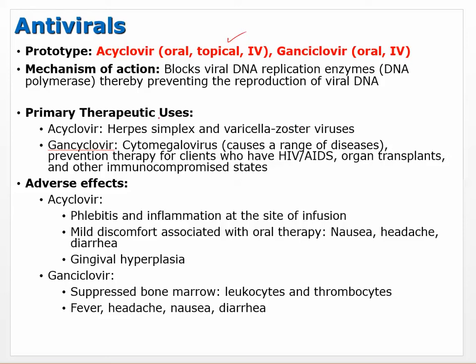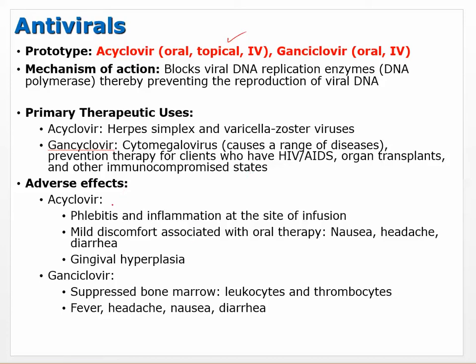So primary therapeutic uses: acyclovir is for herpes simplex and varicella zoster viruses, associated with chickenpox, things like that. Ganciclovir is for cytomegalovirus, and there are a lot of diseases caused by cytomegalovirus. It is also used as prevention therapy for clients who have HIV and AIDS, along with the other drugs of what we're going to see called HAART therapy, H-A-A-R-T. It can also be used in organ transplants to prevent viral infections and in other immunocompromised states. So if someone is immunocompromised, you can use it as a prophylactic or preventative treatment.